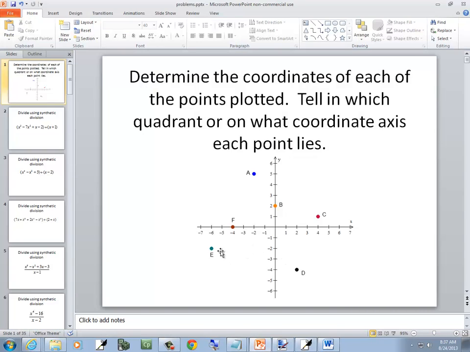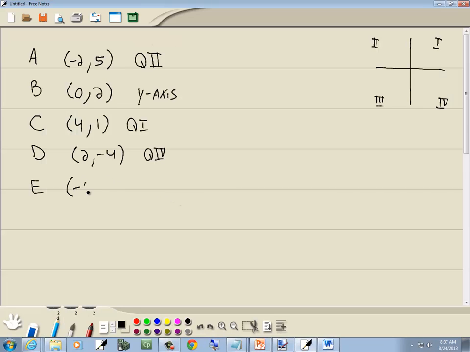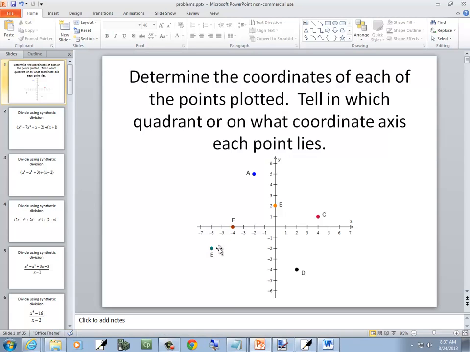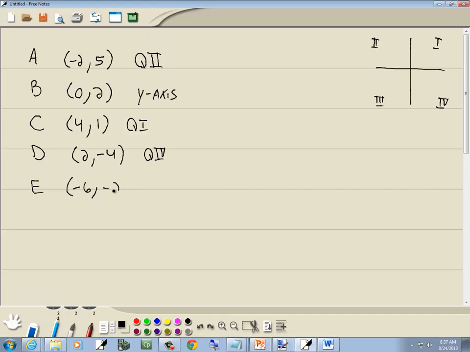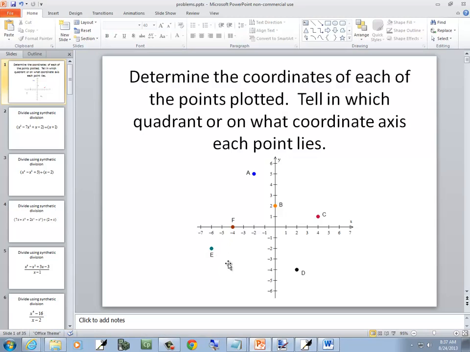E. If I go straight up to the x-axis, it's -6. And if I go over to the y-axis, it's -2. And this right here is quadrant 3.